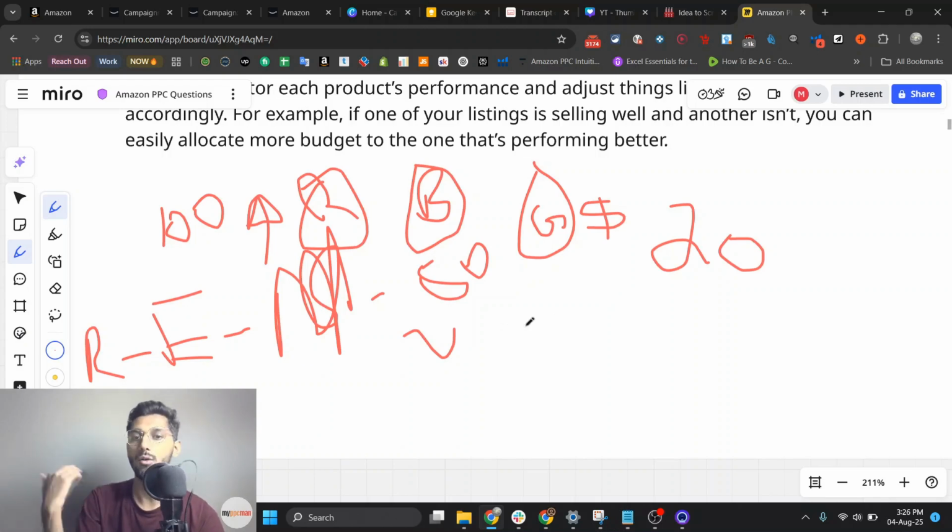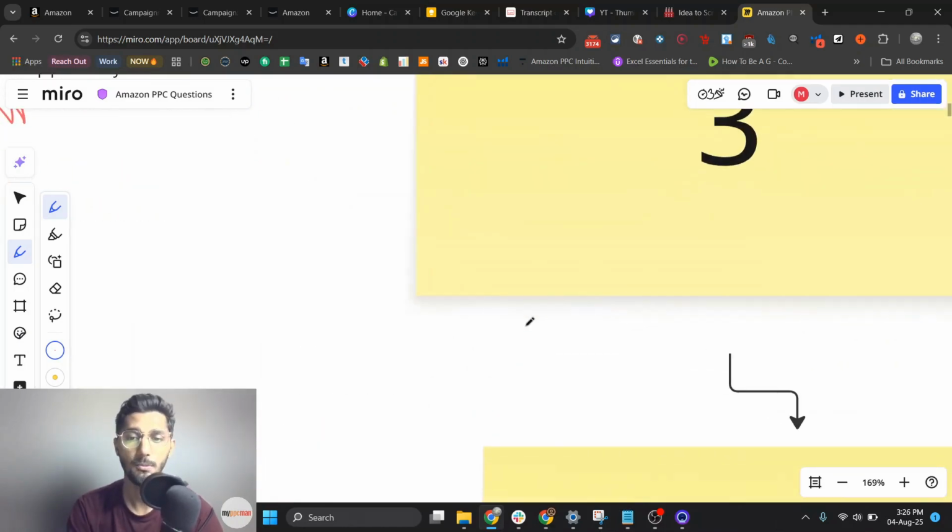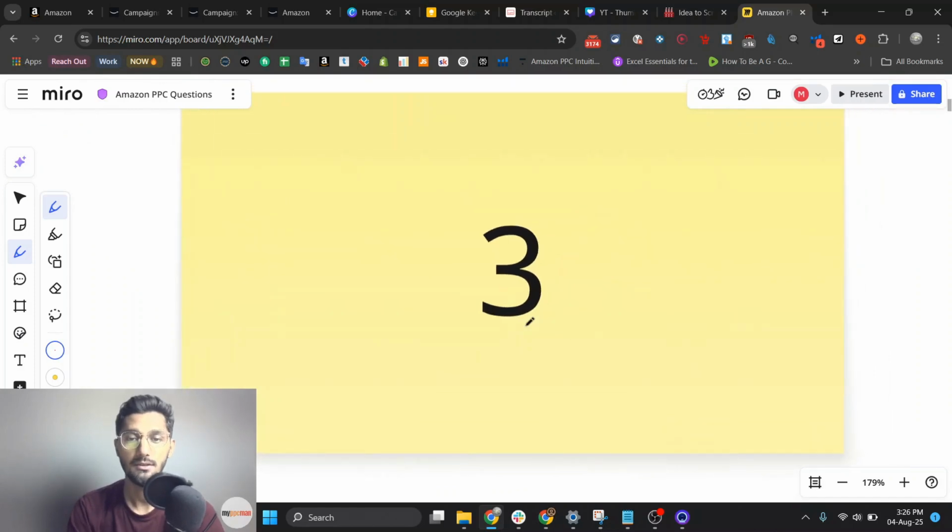But if you have all of your products in one campaign, you have multiple ad groups, and you are bidding with different match types in a single campaign, it is really, really hard to see what is bringing you the results, and what cannot be measured cannot be improved. So let's go over our third point.